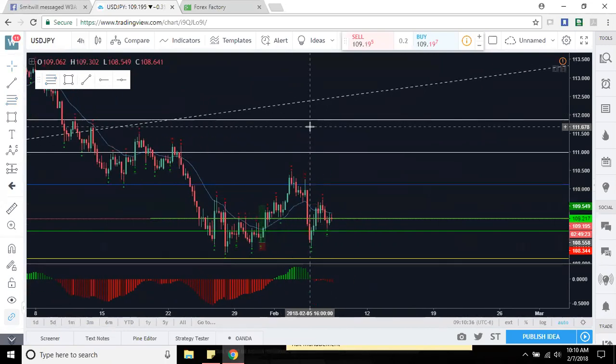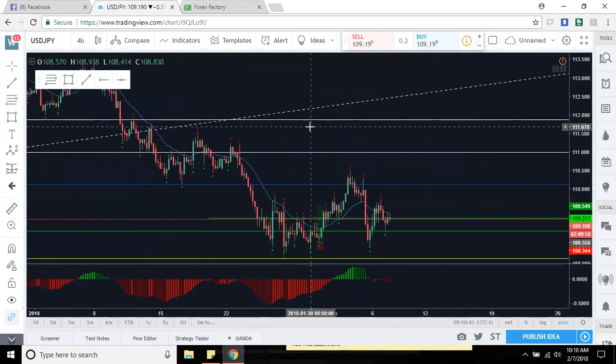That's just me. And again, I could be wrong. If I'm wrong, I've got stop loss and a nice risk management, but ultimately still bullish on the dollar.